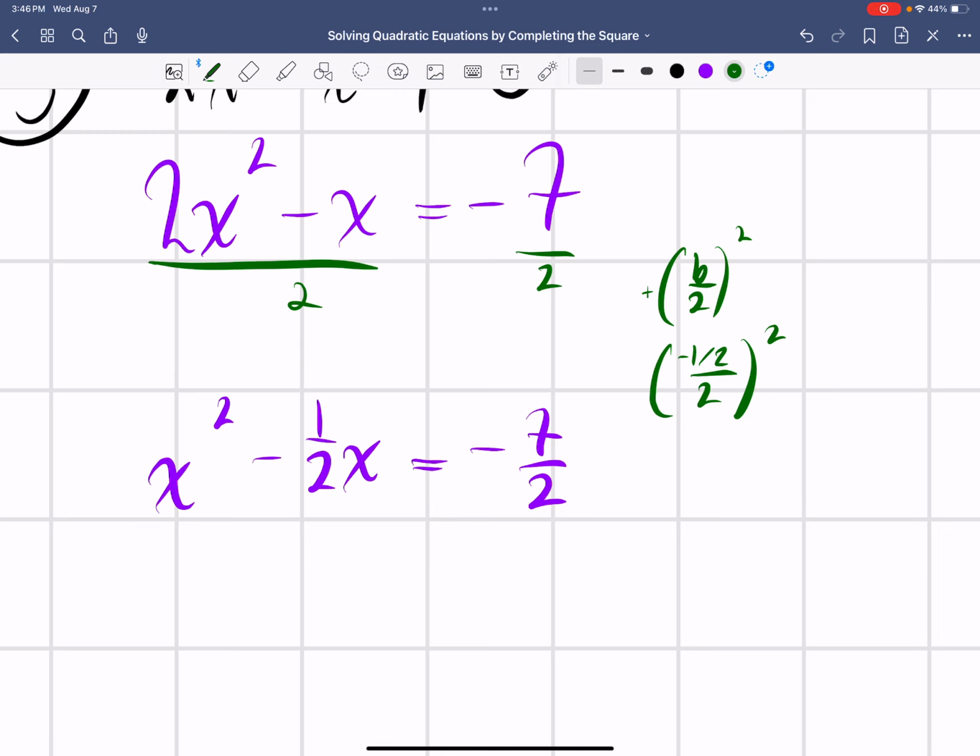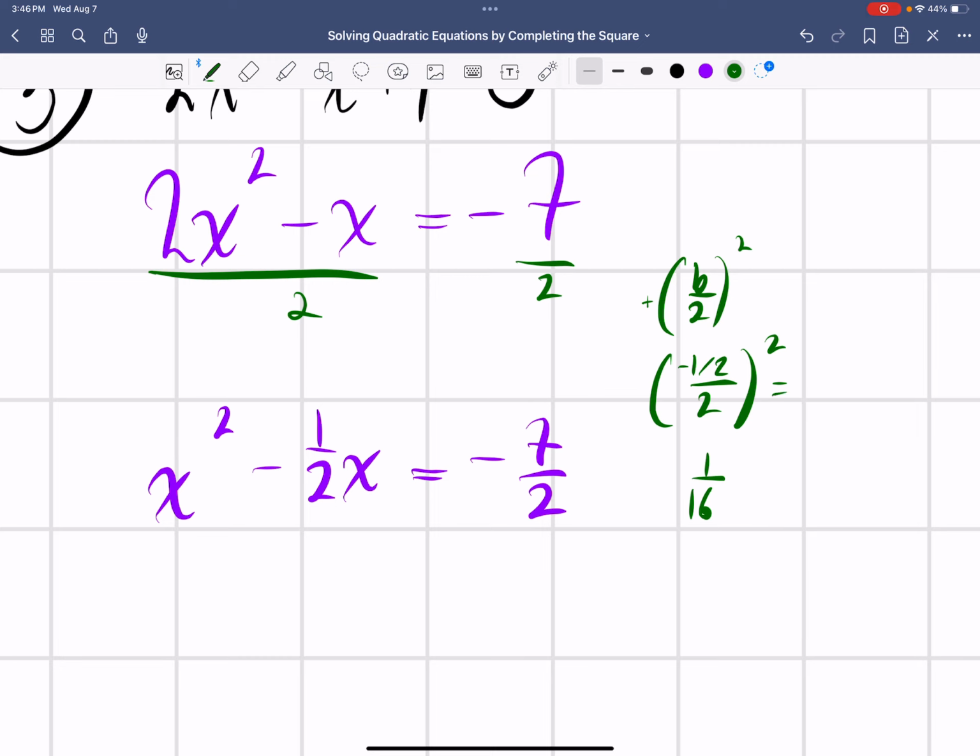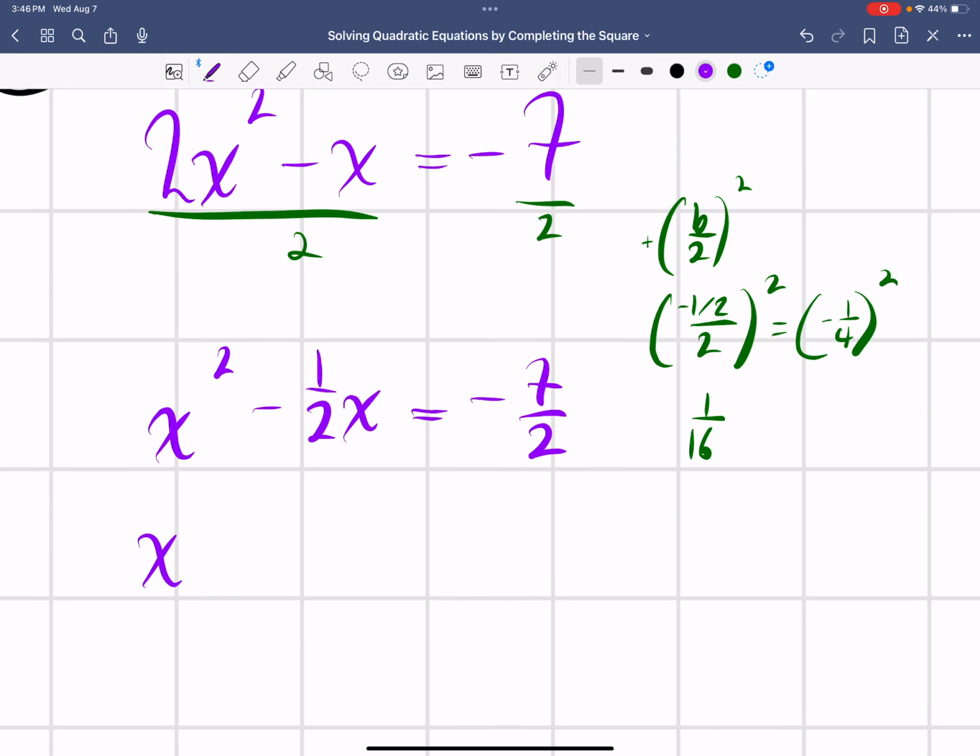So to divide a fraction by 2, you can just double the denominator. So that's negative 1/4, and if we square that, we get 1/16, right? Just to show my work here, this was negative 1/4 squared, and that gives us 1/16. So we'll add 1/16 to both sides of the equation. x squared minus 1/2 x plus 1/16 equals negative 7 halves plus 1/16.